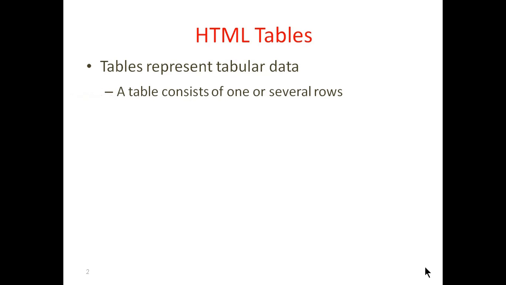A table consists of one or several rows. This point is important. A table consists of one or several rows, meaning in a table there may be one row or many rows. Each row has one or more columns. So if you are forming a table, there are rows and there should be columns also. So a table can have one or more columns.